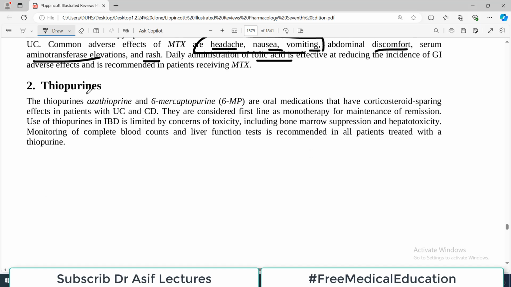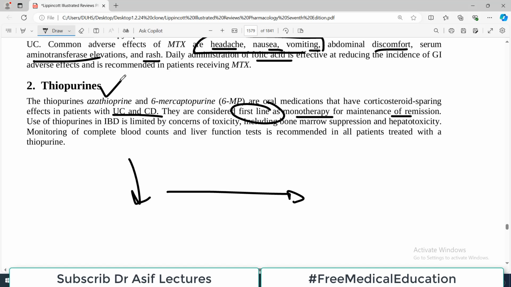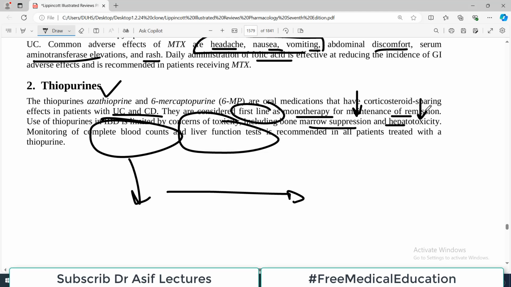So you give folic acid alongside. Okay. Then azathioprine and mercaptopurine are oral medications that have corticosteroid-sparing effects in patients with all these diseases, which are IBDs. They are considered first line as monotherapy for maintenance of remission. So once you induce remission and then you maintain remission, they are very important drugs for that. But they have some serious side effects as well, such as bone marrow suppression and liver problems. So you always have to continue the blood counts of these patients, because you want to monitor blood suppression, and you also have to do liver function tests all the time so that you monitor the liver function.